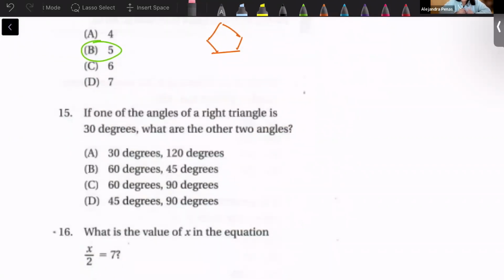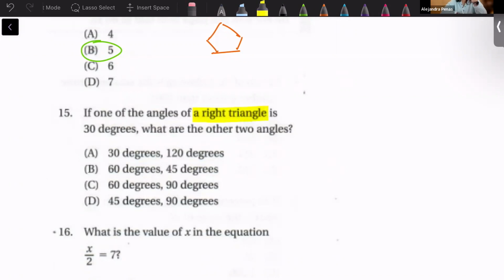If one angle of a right triangle is 30 degrees, what are the other two angles? So we have a special type of triangle here. What type of triangle do we have? Right angle triangle. We have a right triangle. They literally tell you, you have a right triangle.